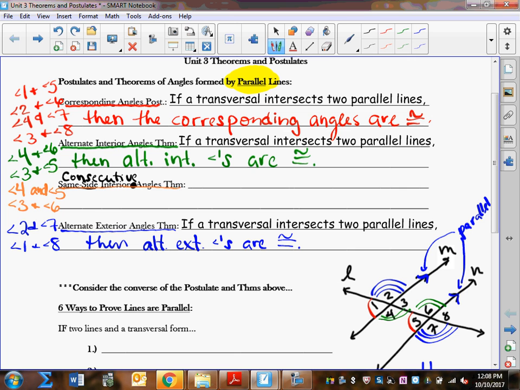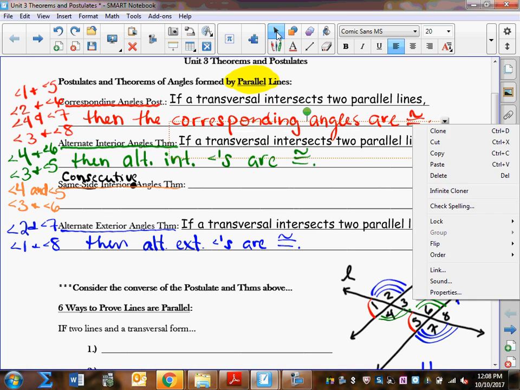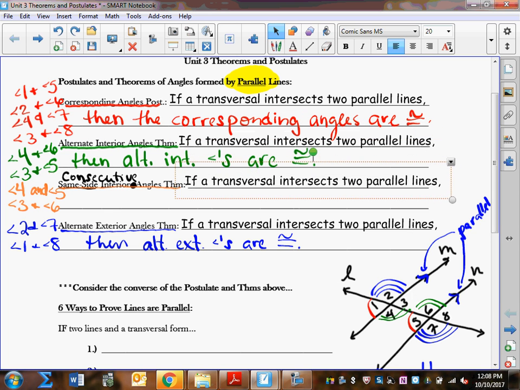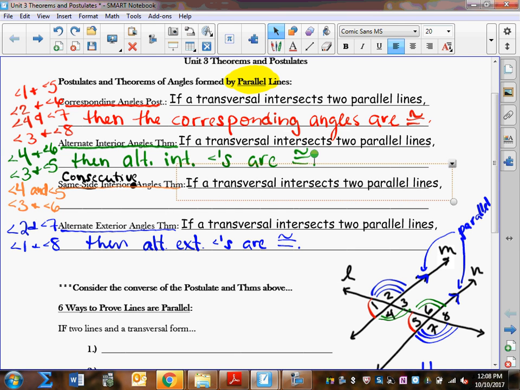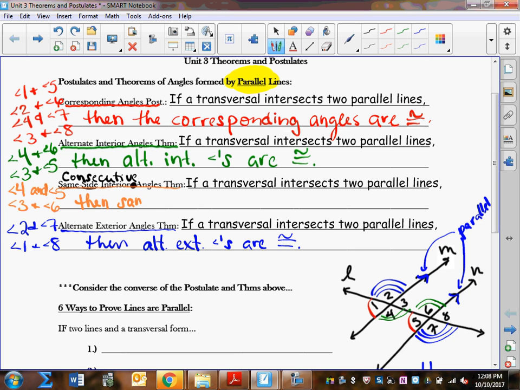Okay, so let's again rewrite that first part of my conditional. If a transversal intersects 2 parallel lines, then same side interior angles are.